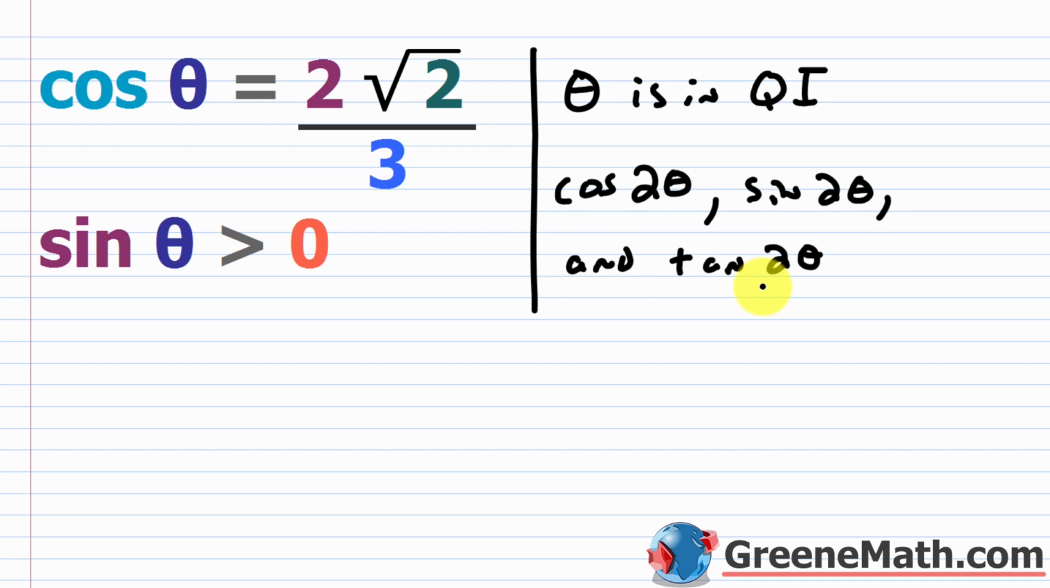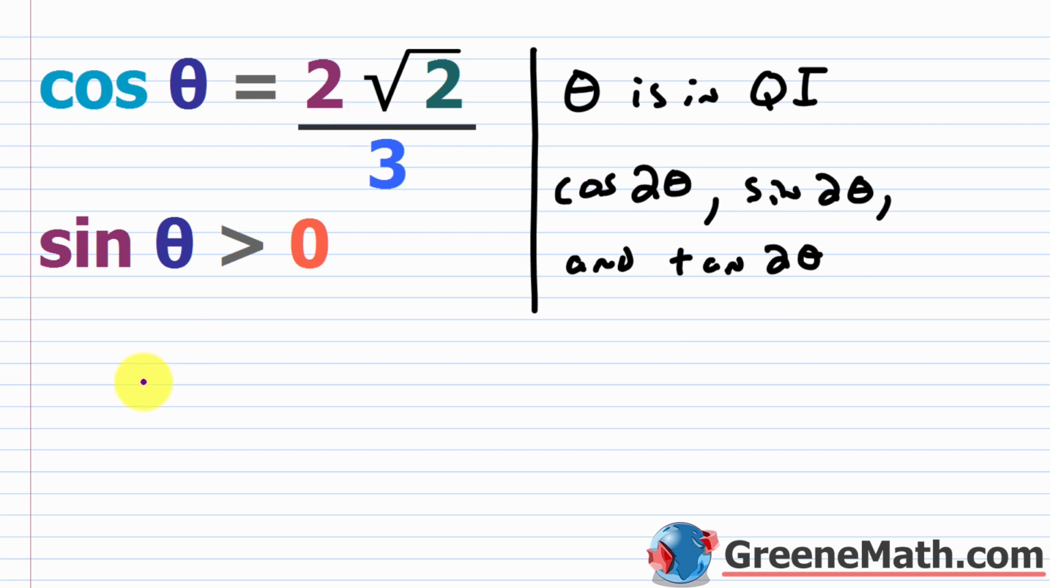All right, so the first thing I'm going to focus on is finding the sine of theta and the tangent of theta. Then we're going to use our identities to find the cosine of 2 times theta, the sine of 2 times theta, and the tangent of 2 times theta. Okay, so if I'm given cosine of theta, how can I find sine of theta? Again, we've done this a million times.